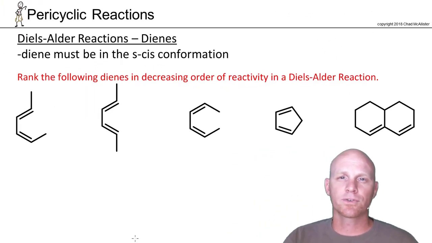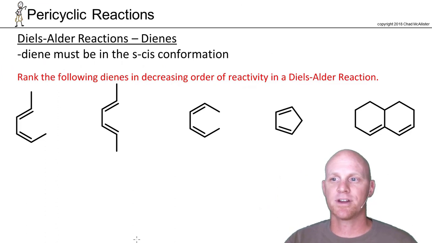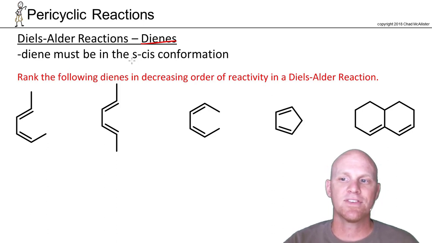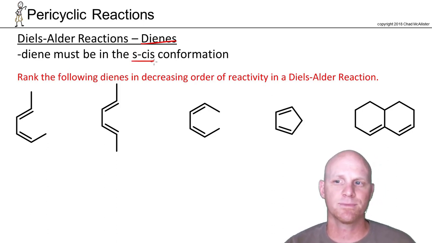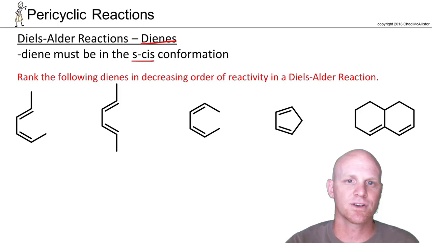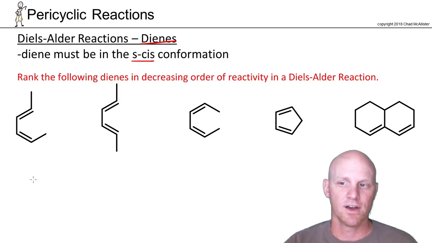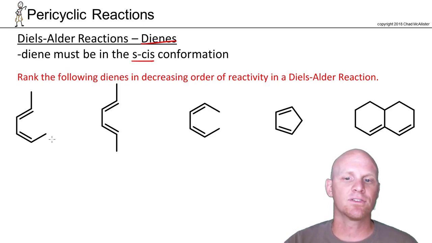So now we're going to take a little closer look at the players involved in your Diels-Alder reaction, and it involves both dienes and dienophiles, and we're going to focus on the dienes first. So when we say that the diene must be in the S-cis conformation, and that should be a new term to you here, there's S-cis and there's S-trans, and the S stands for single bond. So normally we talk about cis and trans around alkenes. Well, here we're just rotating a single bond.